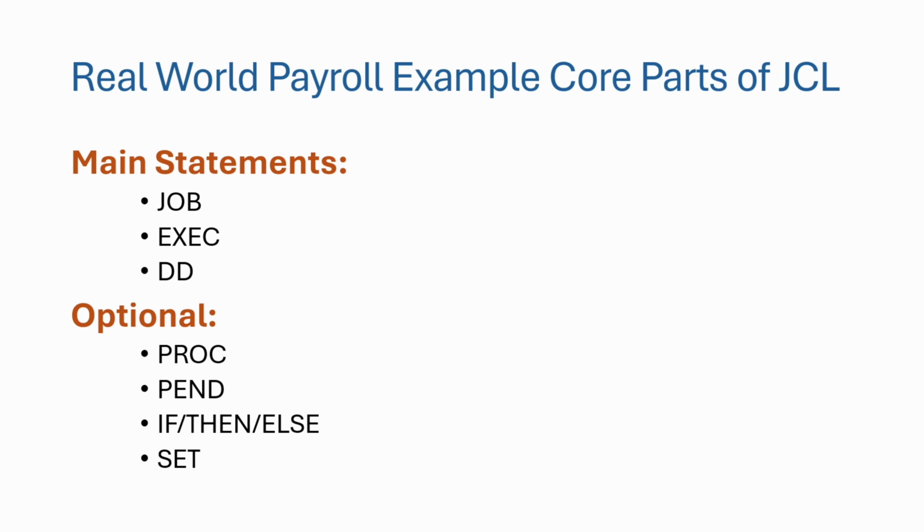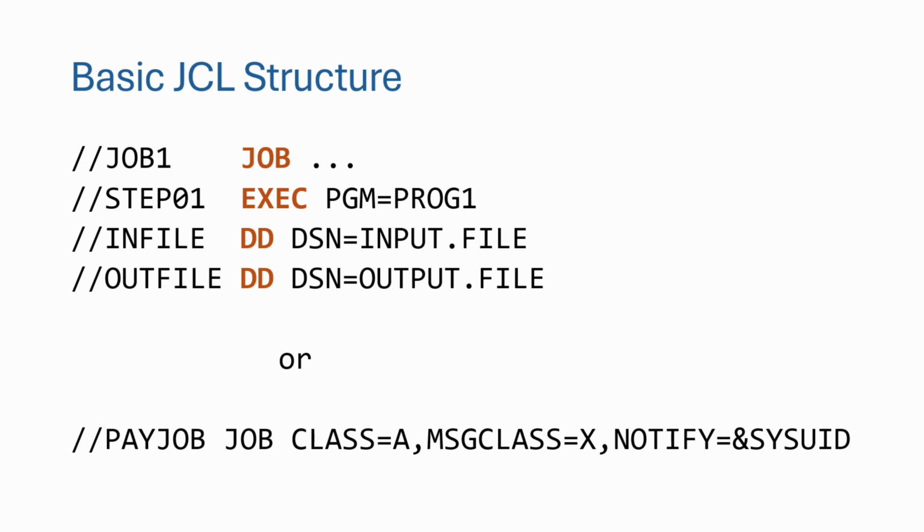Core parts of JCL. Every JCL beginner must learn 3 core statements: job statement, exec statement, DD statement. Later, you learn advanced statements like procedures and conditions. Job statement detailed. Here you can see the JCL structure. //PAY JOB CLASS=A, MSGCLASS=X, NOTIFY=&SYSUID.